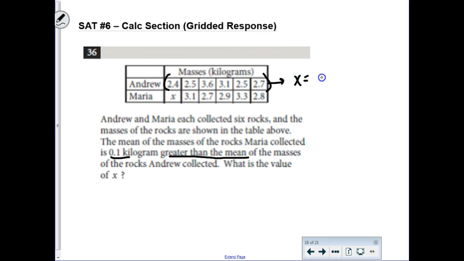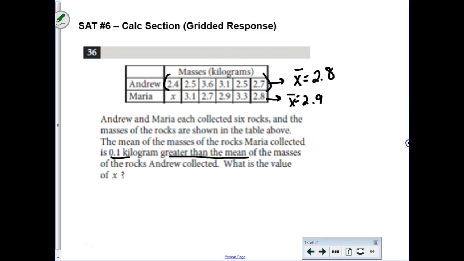Did you already get it? I'm sorry. Huh? Did you find it? Oh, am I doing this a stupid way? Because that's always a possibility. Okay. I think it's 2.8. Okay. So if Maria is 0.1 greater than that, Maria's mean must be 2.9.